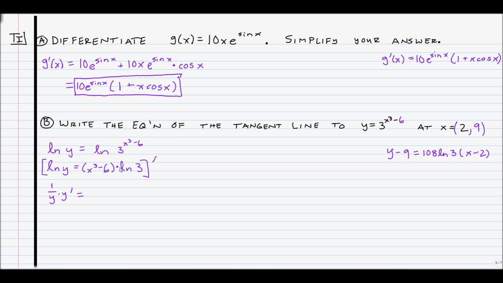In fact, it's about 1.1 something, I think, if memory serves. So the derivative over here really comes down to the derivative of x cubed minus 6. That derivative is 3x squared times the natural log of 3, which is just a scalar. So now, of course, we want to find y prime. That's going to be 3x squared ln of 3 times y.